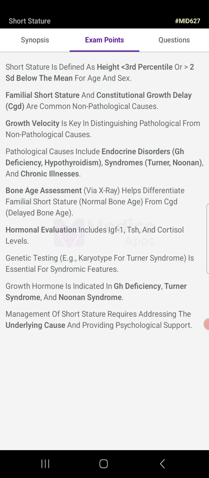Bone age assessment via X-ray helps to differentiate familial short stature with normal bone age from the CGD with delayed bone age. Hormonal evaluation includes IGF-1, TSH and cortisol levels. Genetic testing, for example karyotype for Turner syndrome, is essential for syndromic features. Growth hormone is indicated in GH deficiency, Turner syndrome and Noonan syndrome. Management of short stature requires addressing the underlying cause and providing psychological support.